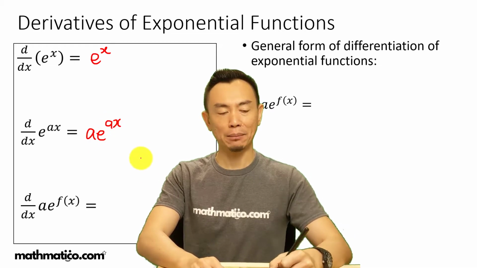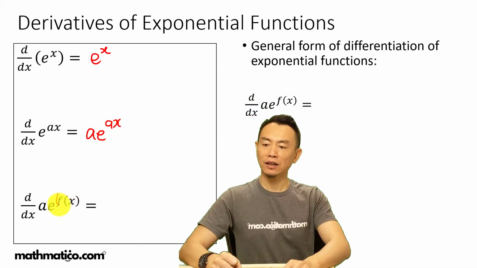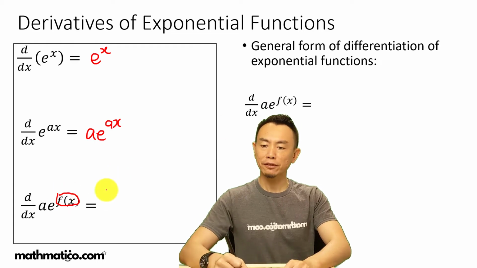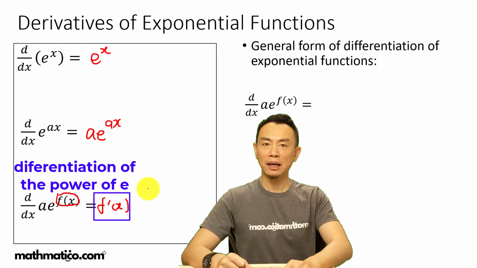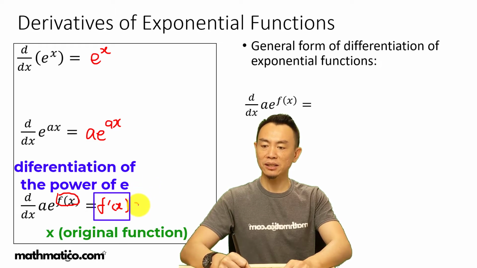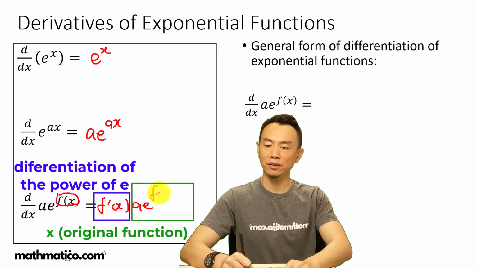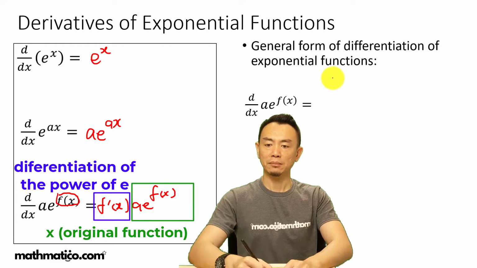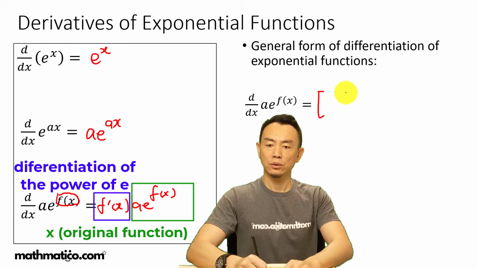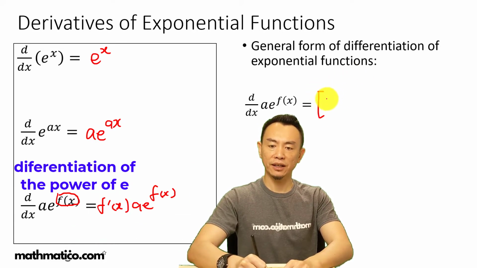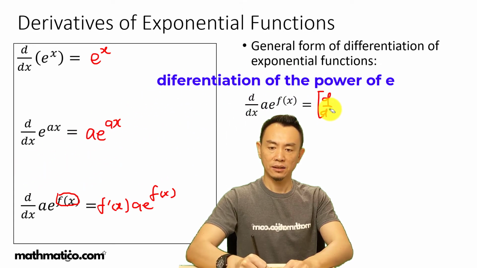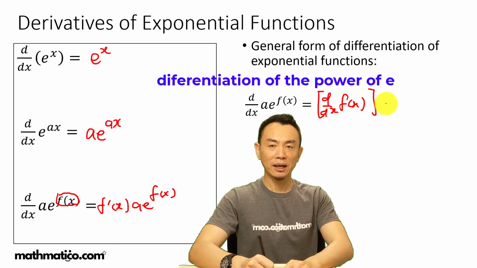So what's happening here is that whatever function you have in the power, you differentiate it to get f prime x. Then you multiply by the original, which is e to the power of f x. So we take the f x, we differentiate f x, and we multiply that by the original, e to the power of f x. That's how it works.